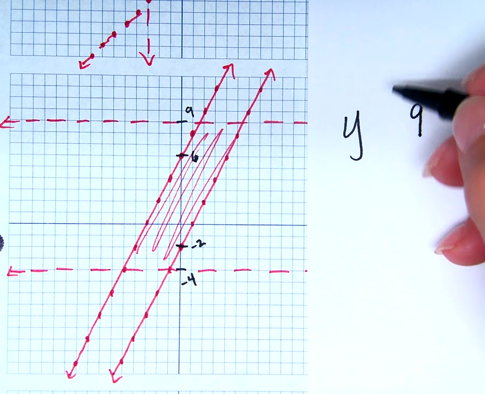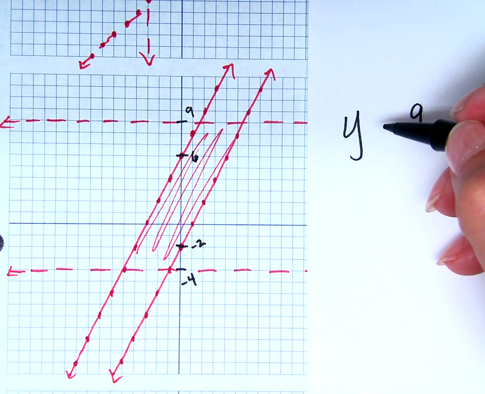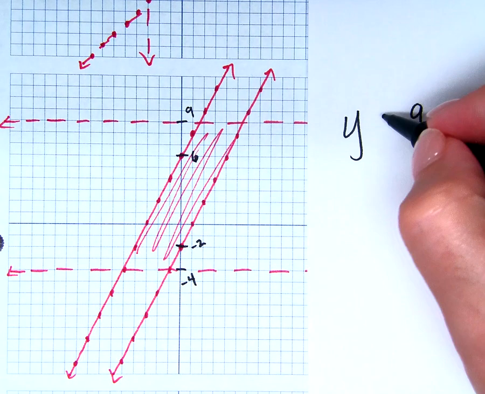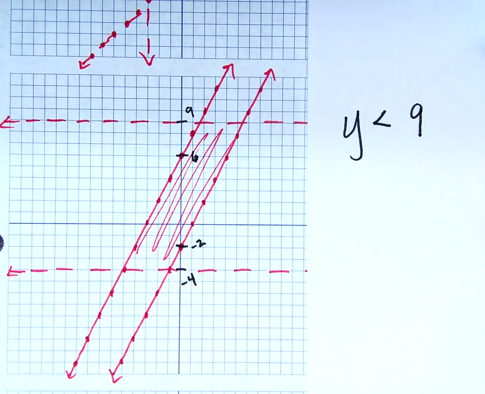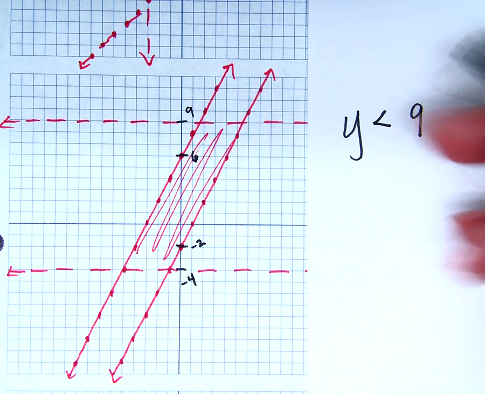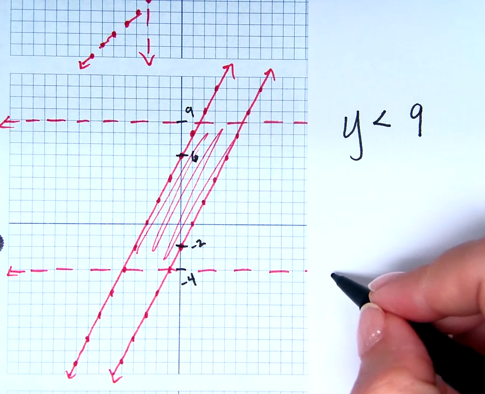Are we shading above or below? Wait. It's less than because we're shading below. See, all the shading that's happening is below. And what kind of a line is it? A dotted line, so it's not or equal to, so it's done, right? Done. What about this one down here?